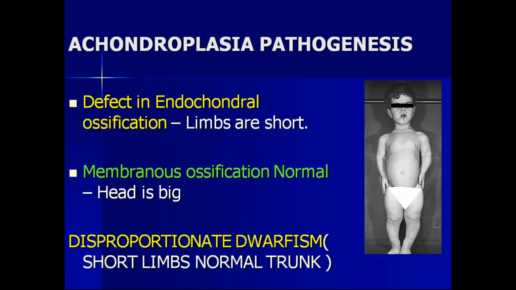If you remember, endochondral ossification occurs in the limbs, and in achondroplasia it is defective. So the limbs are short, and the head is normal or big for the age, because the skull bones, mandible and clavicle form by membranous ossification, which is normal in achondroplasia. The short limbs are shorter in proportion to the trunk, so it is called disproportionate dwarfism.